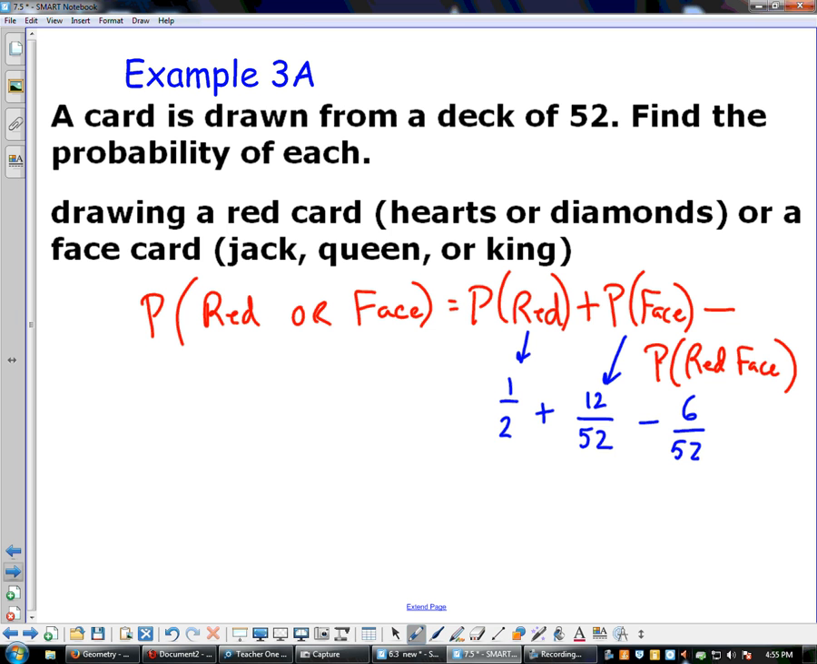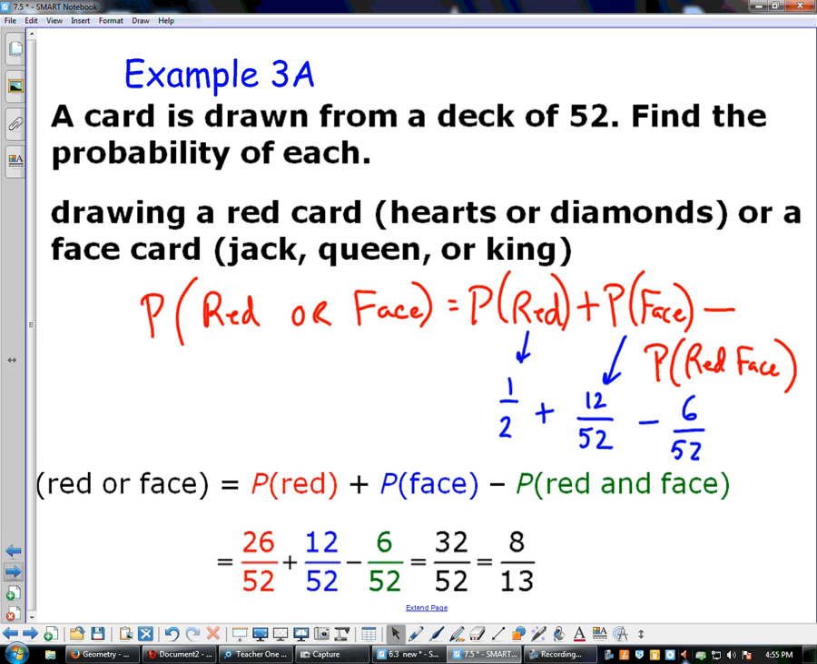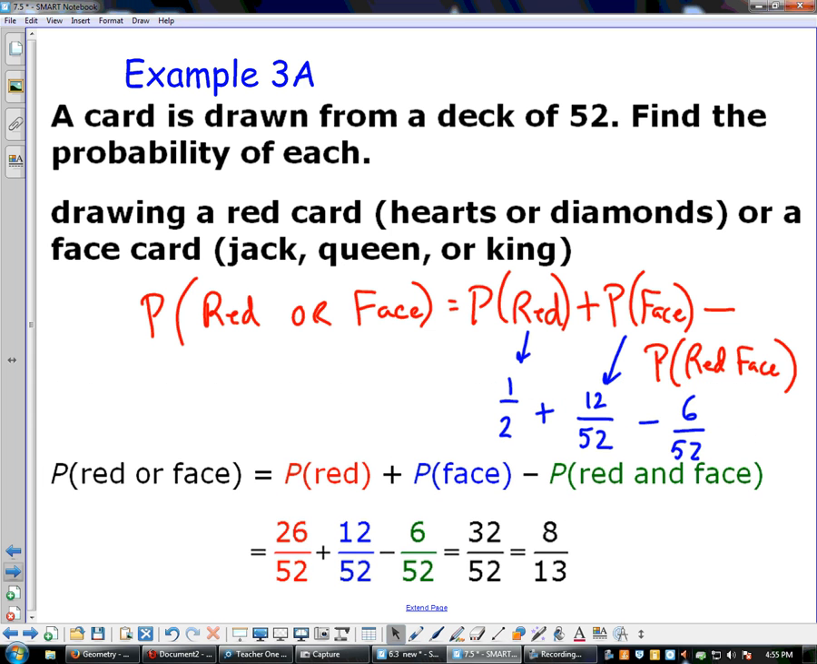So this is going to give us our answer. And if I can slide this down, this is just what we were talking about. 26 over 52 is the same as our 1/2. So I could have written this right here, 26 over 52. And then plus the 12 over 52 minus the 6 over 52 gives us 32 over 52, which is 8/13.